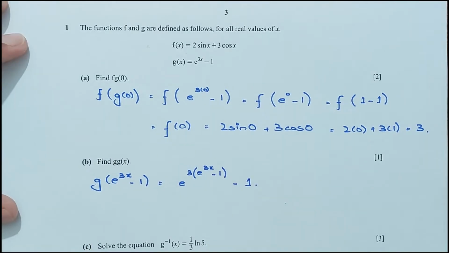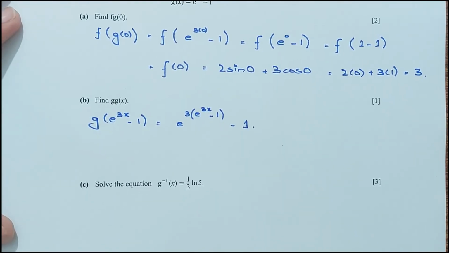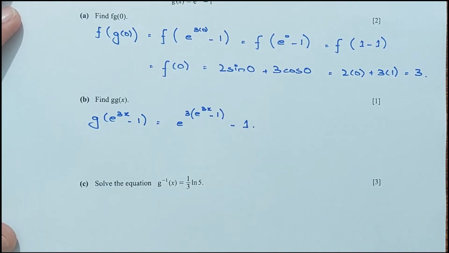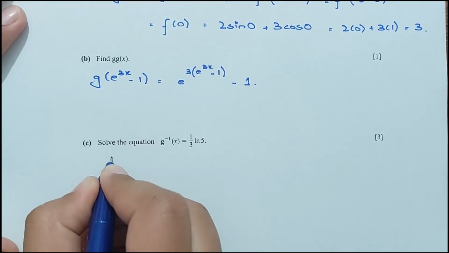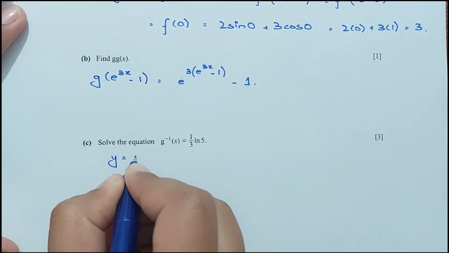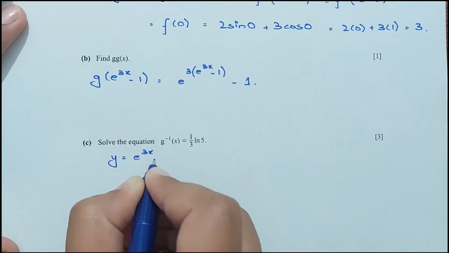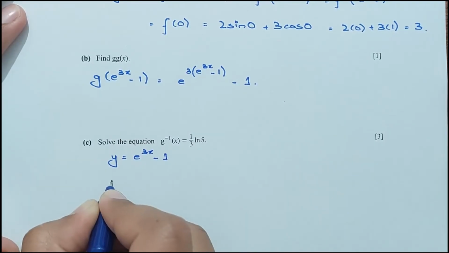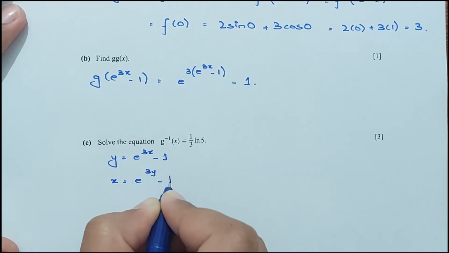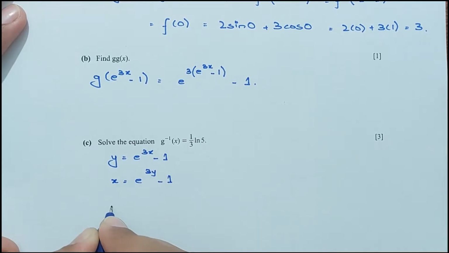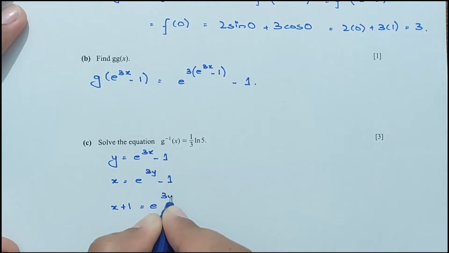Now for part C, solve the equation g inverse of x equals 1 by 3 ln 5. So first we have to solve for g inverse of x. So y equals g of x, which is e power 3x minus 1. Switching the variables, x equals e power 3y minus 1. Now let me solve for y. So x plus 1 equals e power 3y.